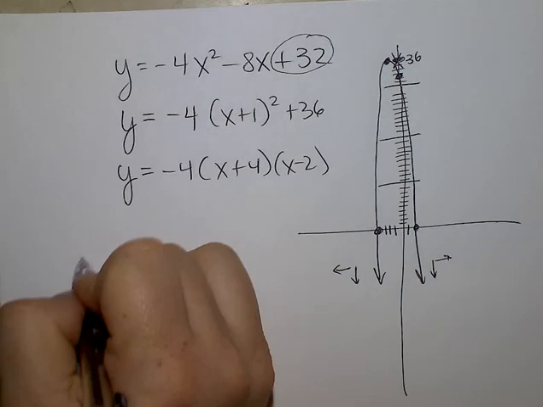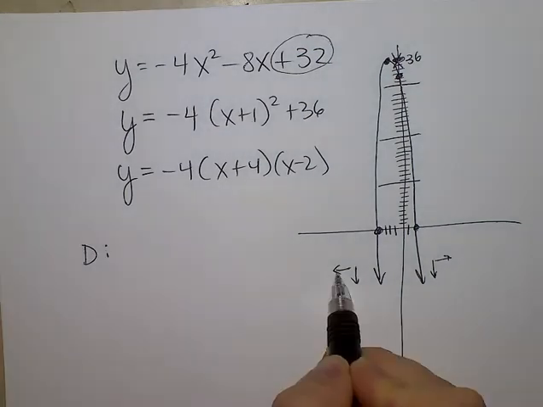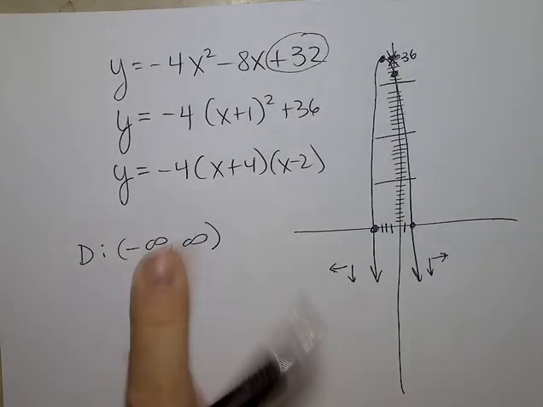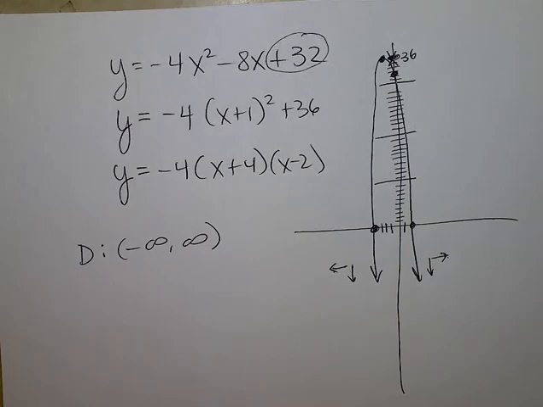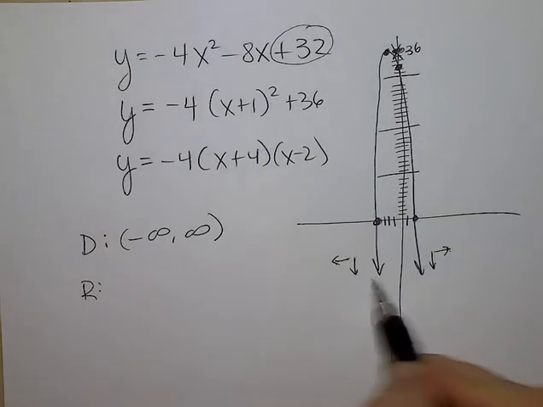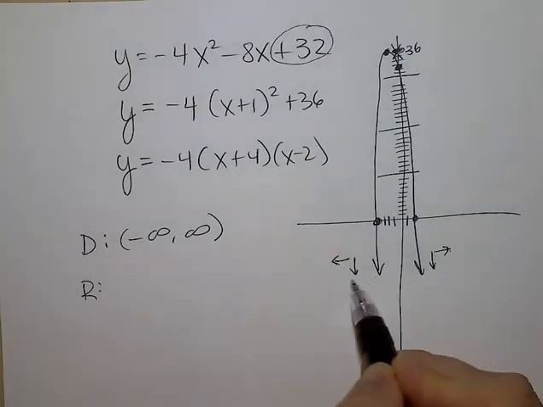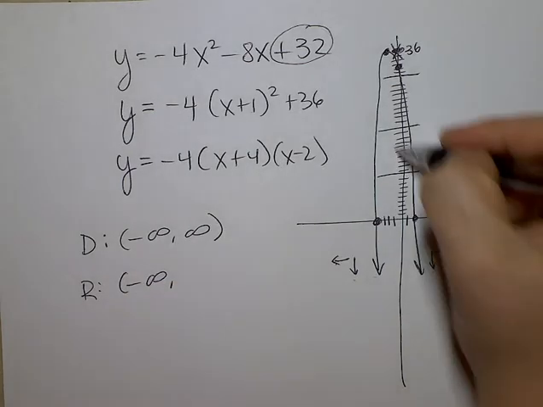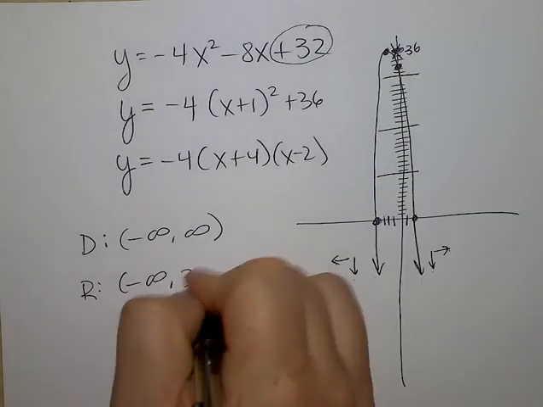The domain. There are no restrictions on how far it goes to the left or how far it goes to the right, written in interval notation. The range, always starting with the smaller value. There's no limit on how far it goes down. There is a limit on how high it goes. It goes up to 36.